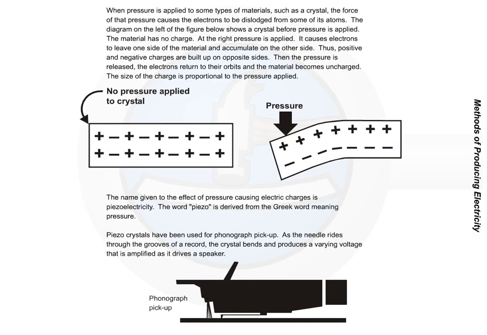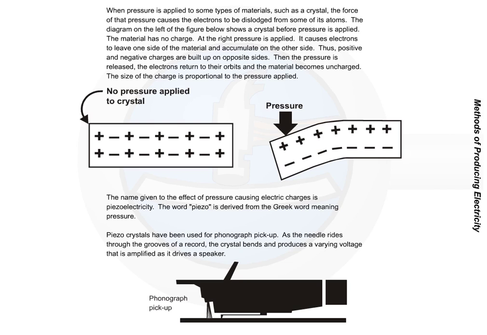Pressure. When pressure is applied to some types of materials, such as a crystal, the force of that pressure causes the electrons to be dislodged from some of its atoms. The diagram here shows a crystal before pressure is applied. The material has no charge. At the right, pressure is applied. It causes the electrons to leave one side of the material and accumulate on the other side. Thus, positive and negative charges are built up on opposite sides.